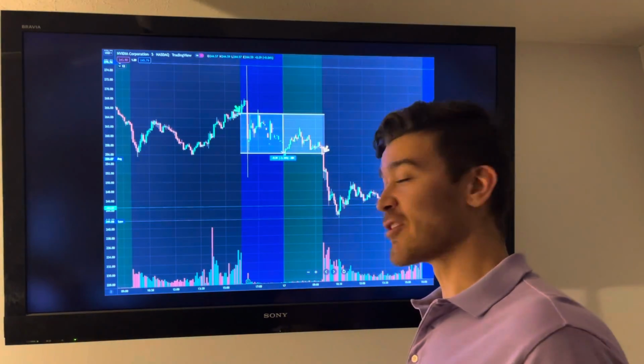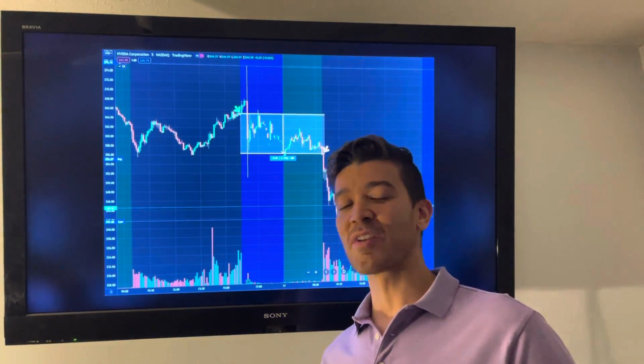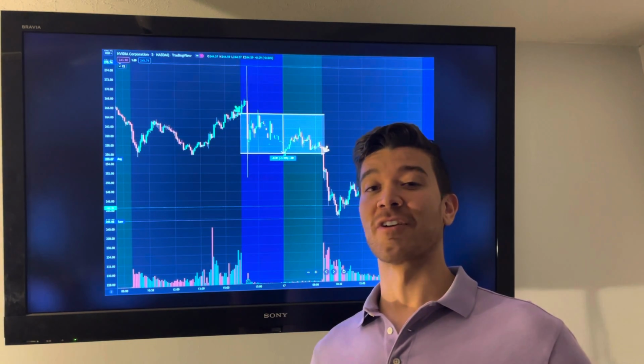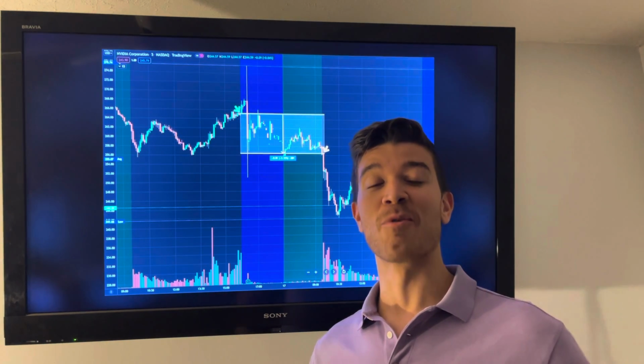So if you're thinking about playing earnings, take a look at the implied volatility. If it's above 60, 70%, try staying away from it. And I personally don't even play earnings because it's just, it's gambling. If I want to gamble, I'll go to Las Vegas and have a lot more fun doing it.